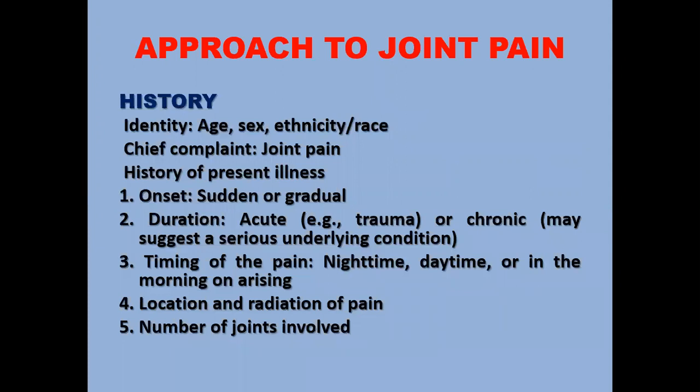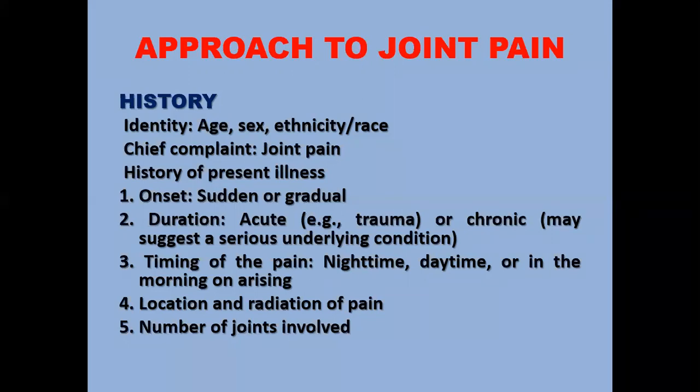Starting with the approach to joint pain. Usually we start with history: identity, age, sex, ethnicity and race. Chief complaint is joint pain, then history of presenting illness. Onset: we must know whether it is sudden or gradual. Also we need to mention the duration, like acute, for example with trauma, or chronic, which may suggest a serious underlying condition. Timing of pain: nighttime or daytime or in the morning on arising. When it is in the morning, it means this is the inflammatory type. During evening time or following trauma, this is usually the mechanical type.